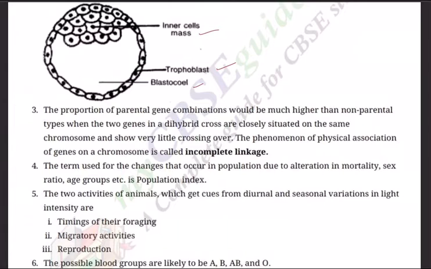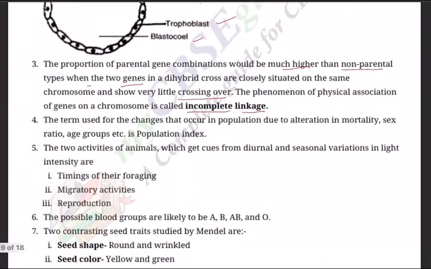Question 3: in a dihybrid cross, when would the proportion of parental gene combinations be much higher than non-parental types, as experimentally shown by Morgan and his group? The answer: the proportion of parental gene combination would be much higher than non-parental types when the two genes in a dihybrid cross are closely situated on the same chromosome and show very little crossing over. The phenomenon of physical association of genes on a chromosome is called incomplete linkage.